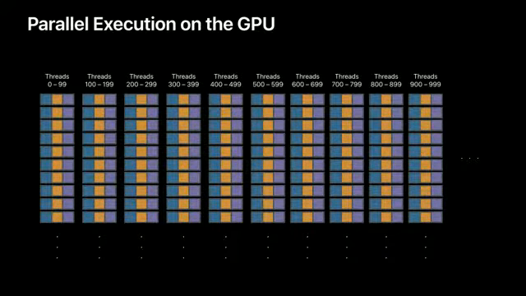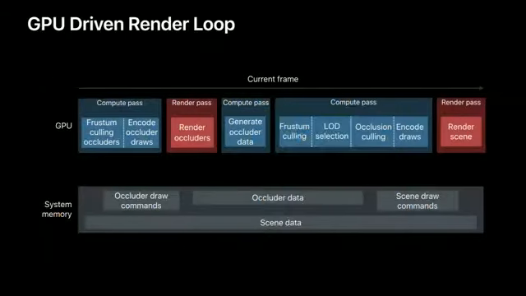You can do it with a combination of compute and render passes on the GPU, so that we can drive the entire render loop on the GPU without any CPU involvement. This is ideal. This is what we need. The entire render loop here is on the GPU. It's completely GPU-driven. Now, let's go through these passes to see how this GPU-driven render loop really works.